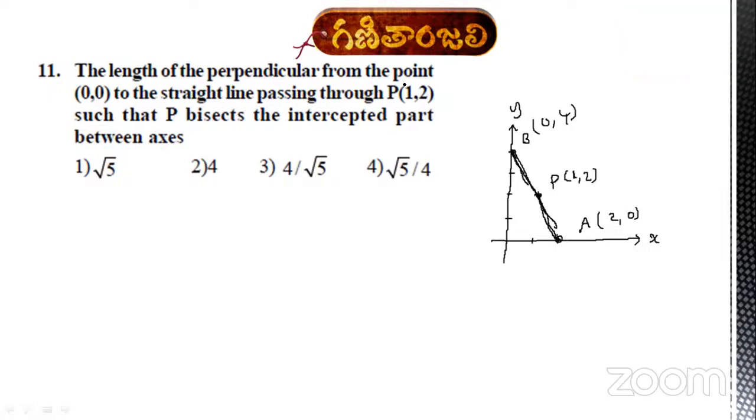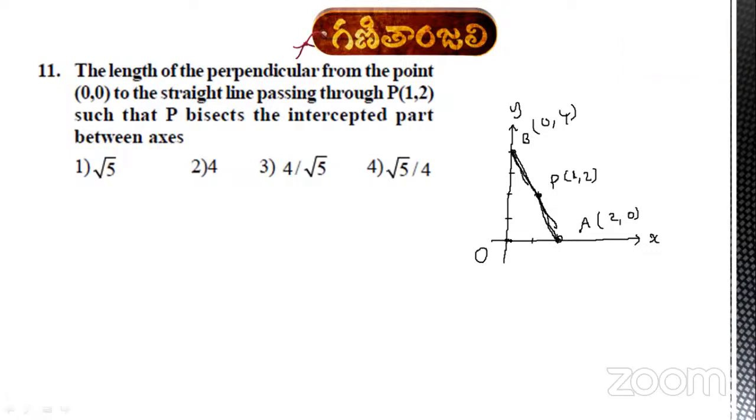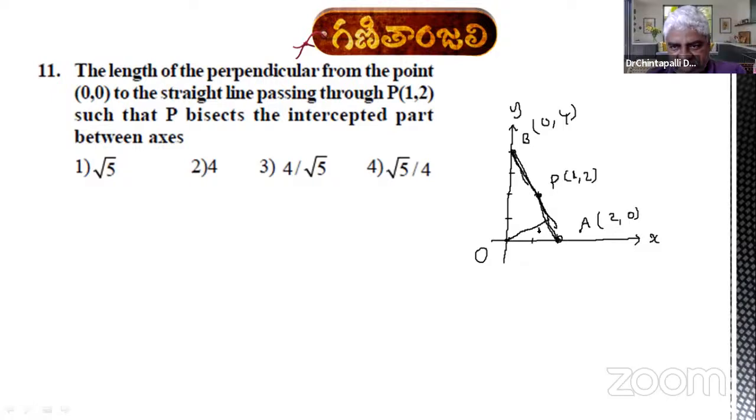The question is the length of perpendicular from the point 0, 0 to the straight line passing through P of 1, 2 such that P bisects the intercepted part between the axes. So it is origin O, right? This is the perpendicular distance. This distance is asked.